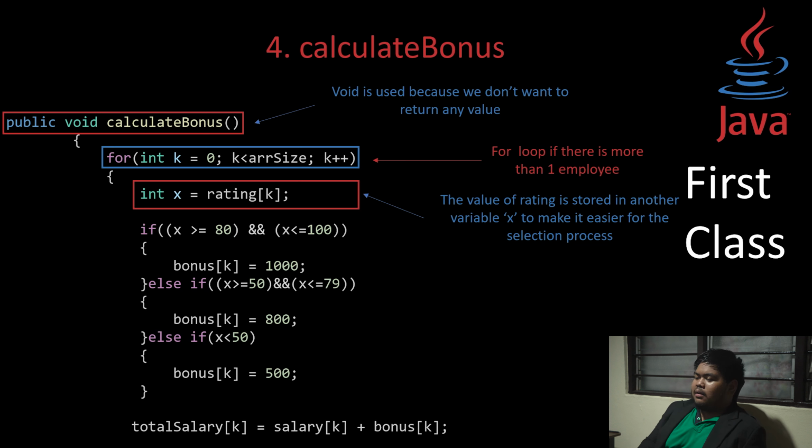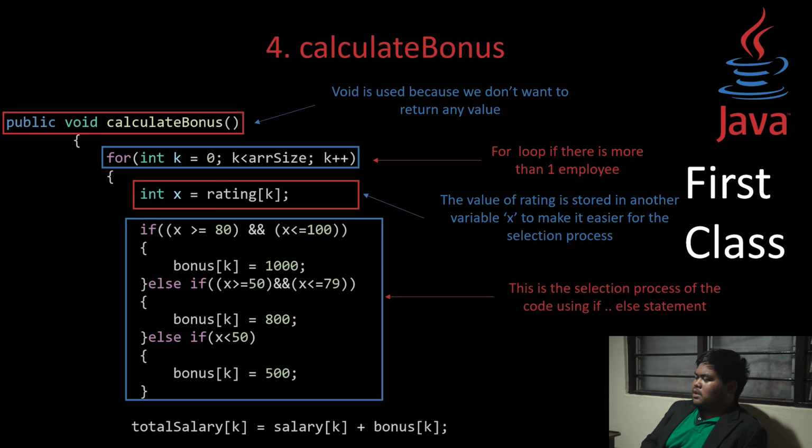And here we have created a new variable, int x. In this integer x, we want to store the value of the rating based on the employee. Let's say the current index is 0. So we want to store the rating of the employee at index 0 in x, so we can compare it in the selection, so it will be a lot easier. So this is the selection process of the code using if-else statements. Selection has many types, but I want to use if-else because it is very simple.